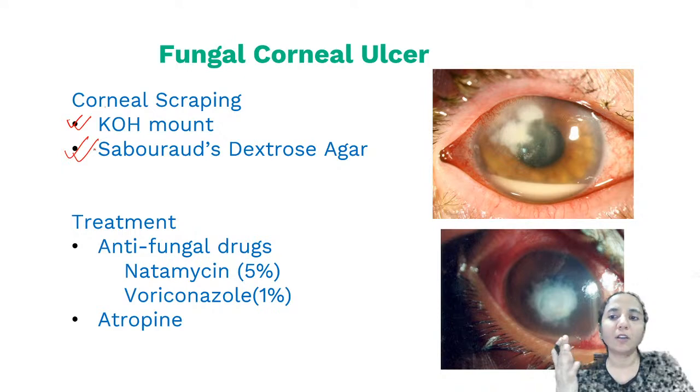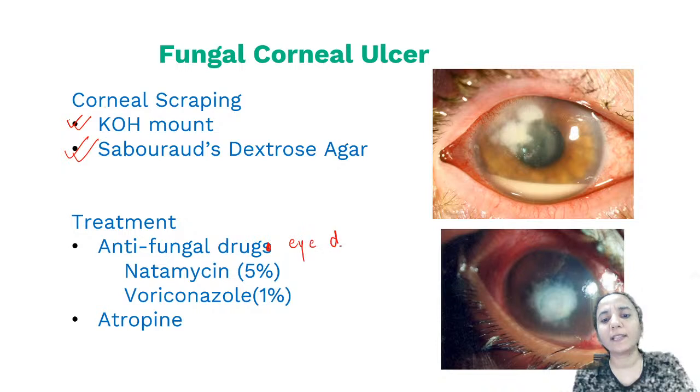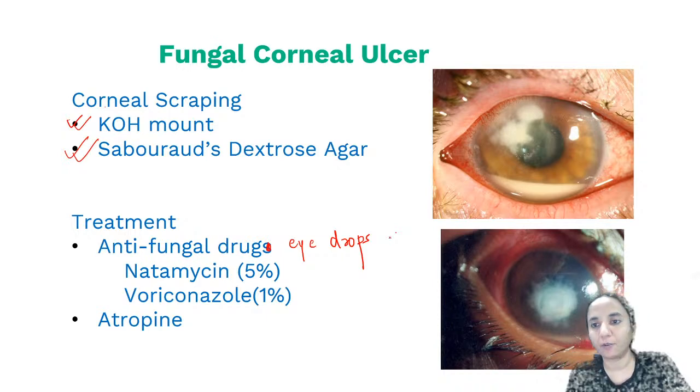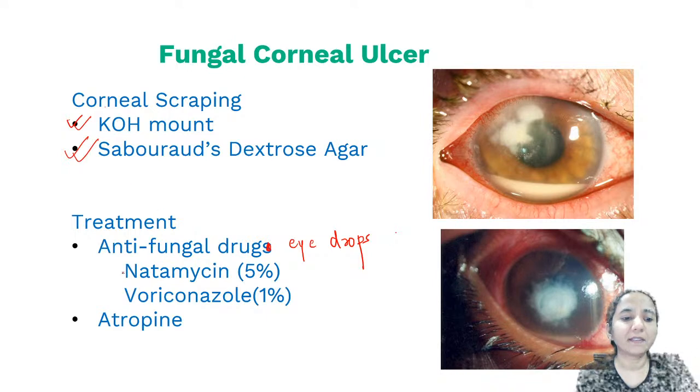Now, what is the treatment? Common sense says that obviously antifungal eye drops are the treatment. So, what are the antifungal eye drops that we commonly give? We commonly give natamycin 5% eye drops, or we give voriconazole, which comes as 1% eye drops. Commonly natamycin is used in India.